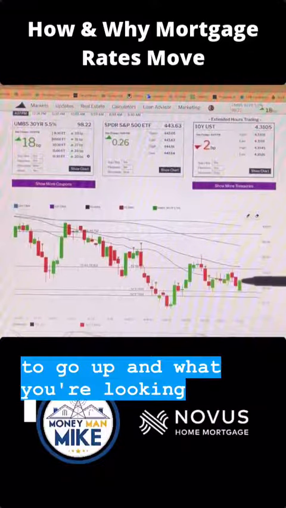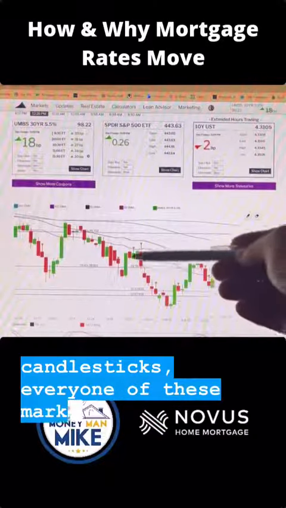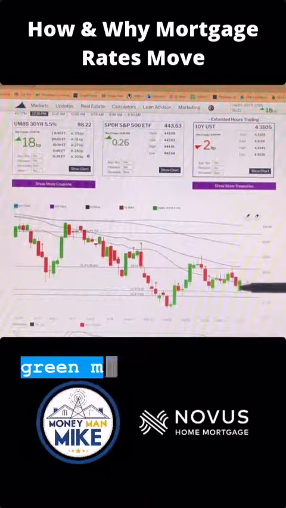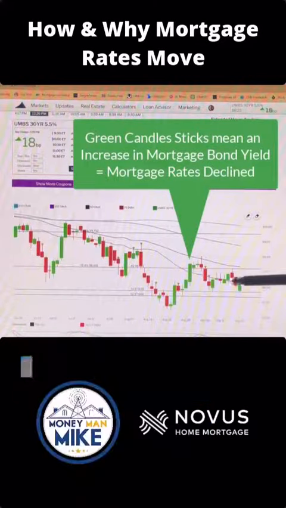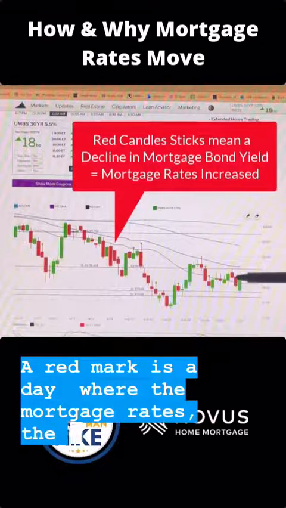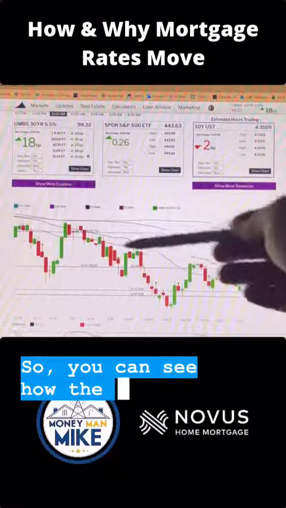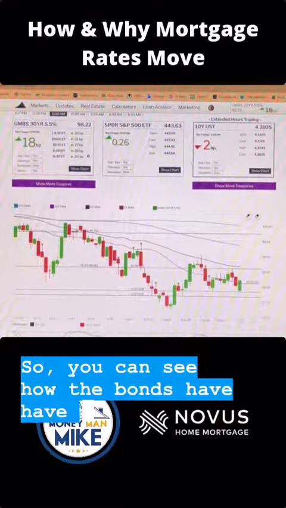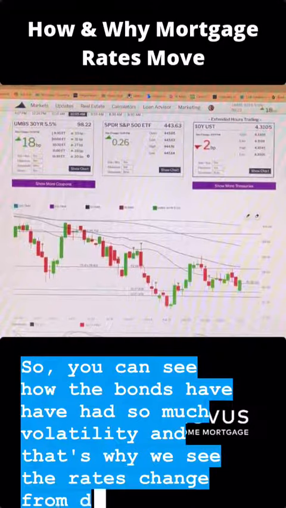And what you're looking at here are the individual candlesticks. Every one of these marks represents a day. And a green mark represents where mortgage yield went up, and that means the rates went down. A red mark is a day where the mortgage yield went down and mortgage rates went up. So you can see how the rates have had so much volatility, and that's why we see the rates change from day to day.